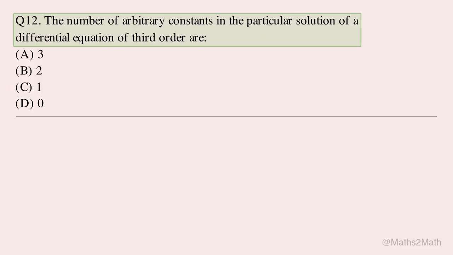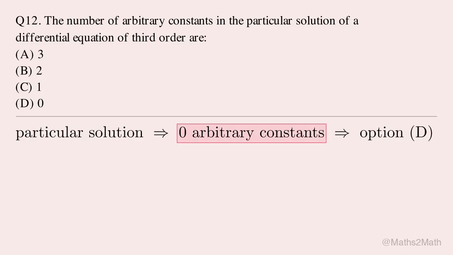Question 12, the final one, multiple choice. Particular solutions this time. Particular means every constant is fixed. A particular solution has all constants assigned specific values. 0 arbitrary constants remain. Option D.